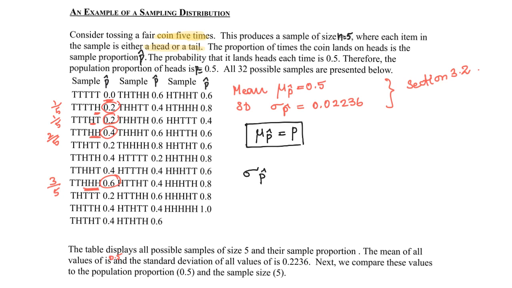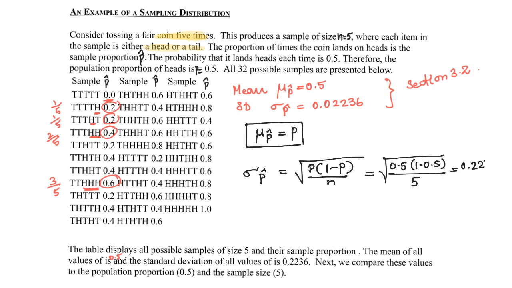And sigma P cap, the standard deviation, will be equal to the square root of P times 1 minus P divided by n. If you use P as 0.5, and 1 minus 0.5, divided by here n is 5, if you calculate this, you will get 0.2236. So you can see the relation between the standard deviation of these values and P, that means the population proportion, and the sample size.